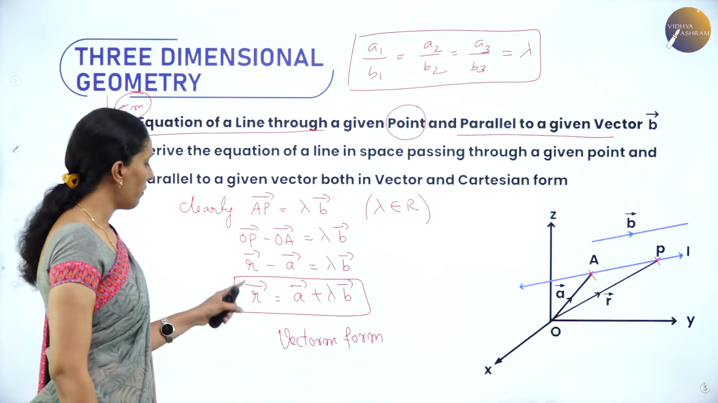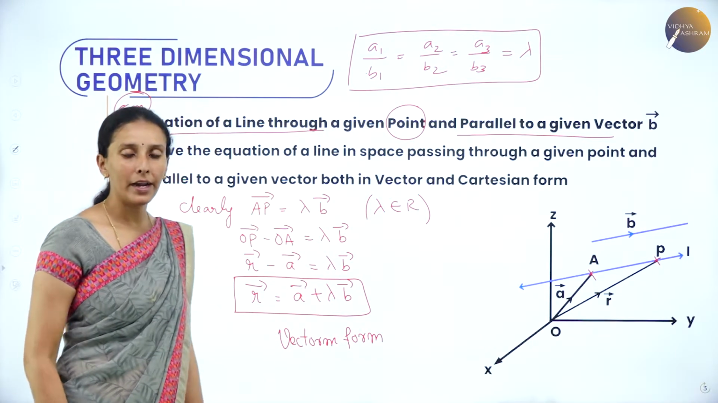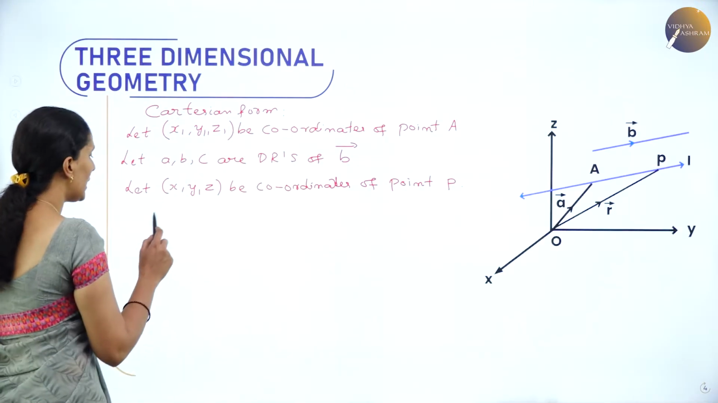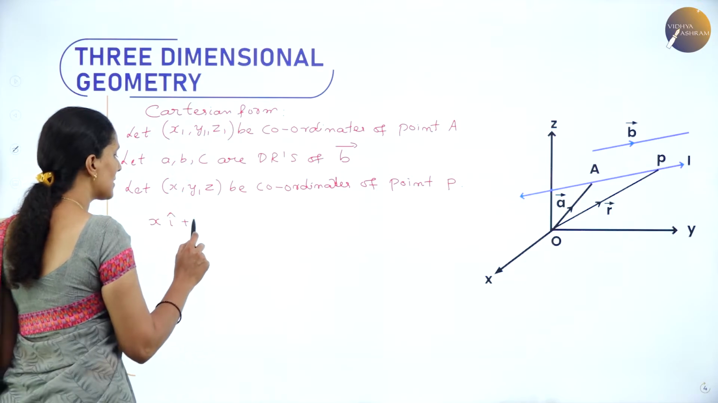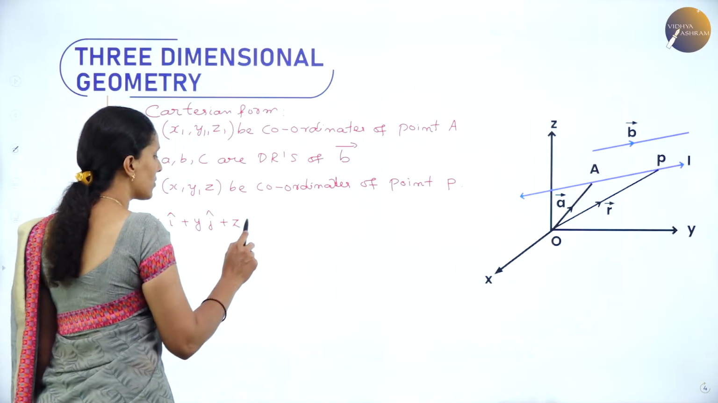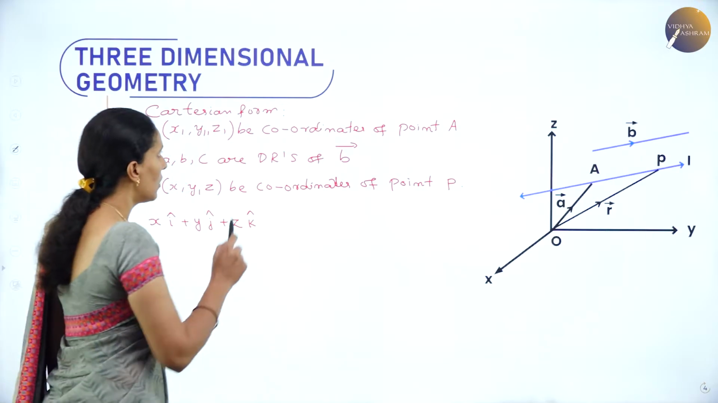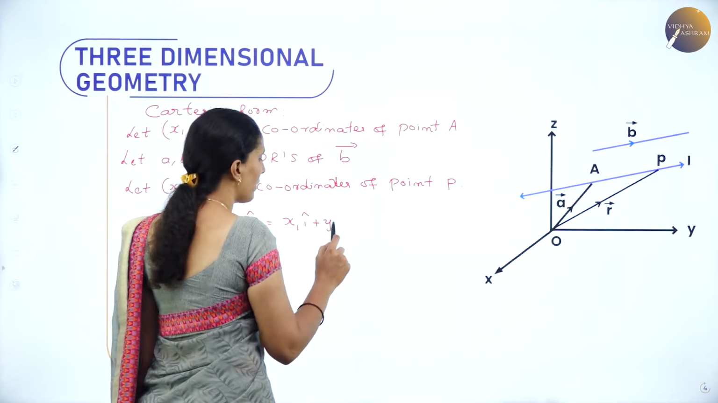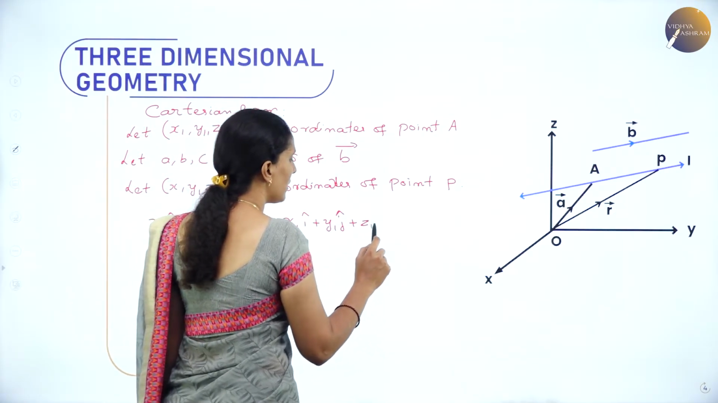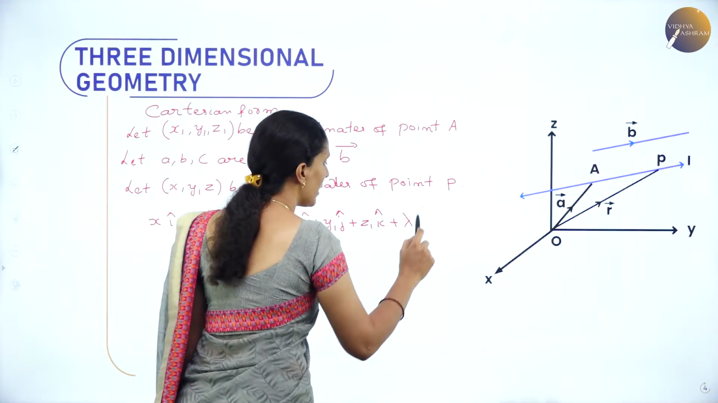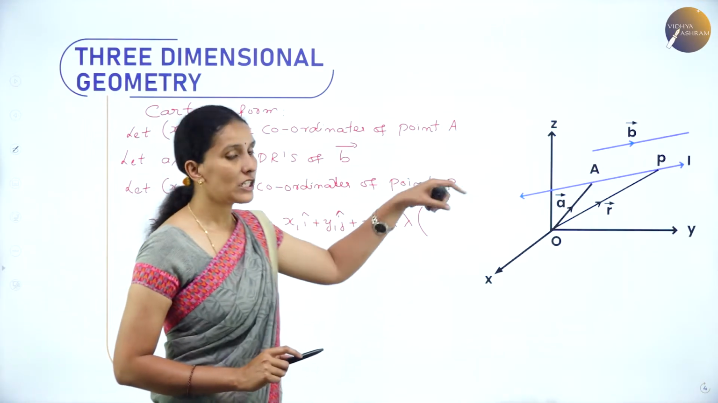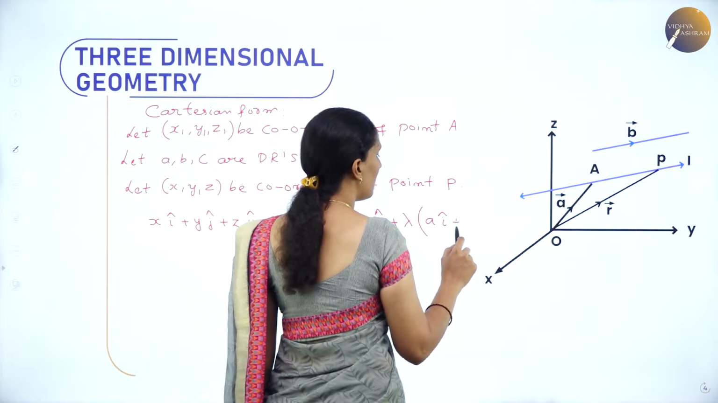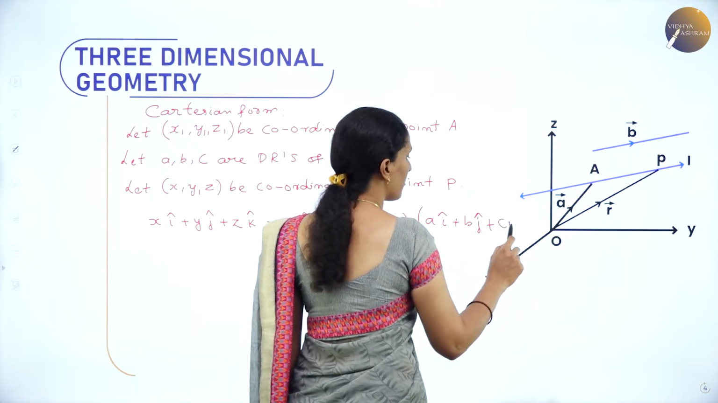So now in vector form, vector r is equal to vector a plus lambda into vector b. Now what is the component form of vector r if the coordinates are given? That can be written as xi plus yj plus zk. So this is the component form of vector r. What is the component form of vector a? It is x1i plus y1j plus z1k, plus lambda into, what is the vector form of vector b when its direction ratios are given? Direction ratios are given means it is ai plus bj plus ck.